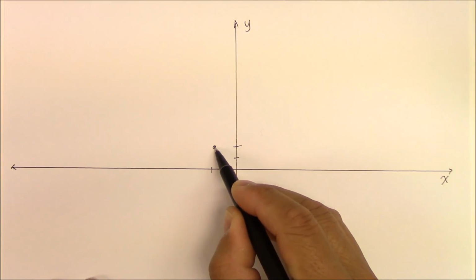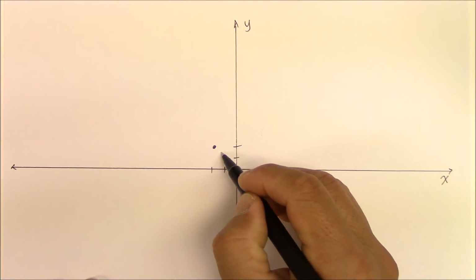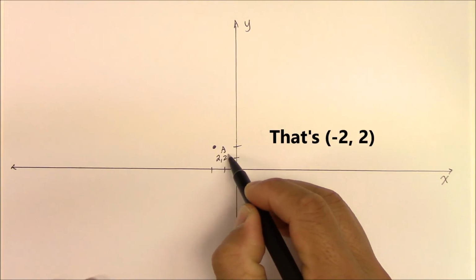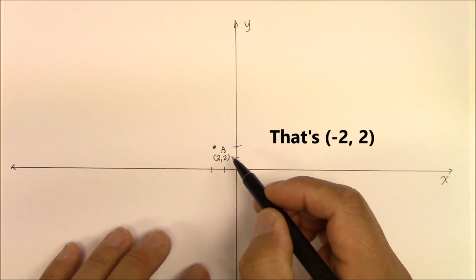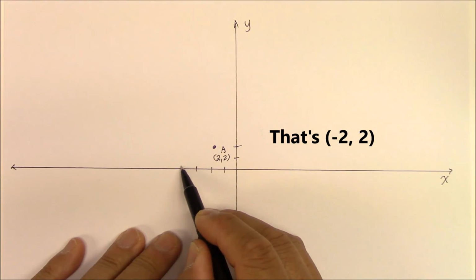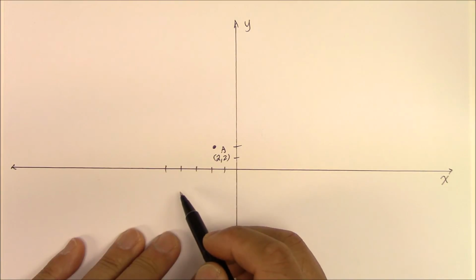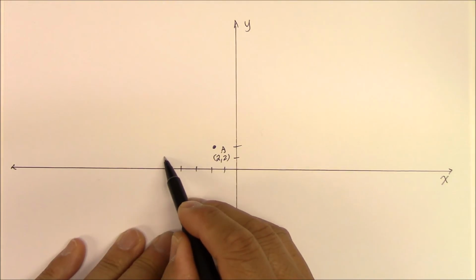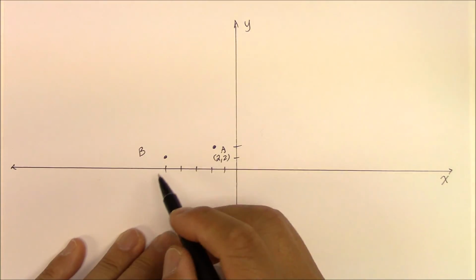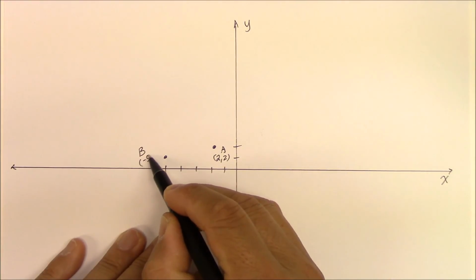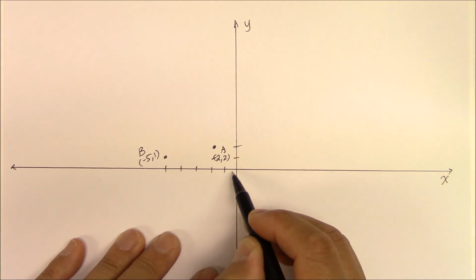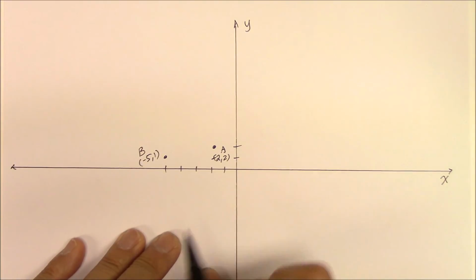So here's my coordinate. Let's call this A. And the A is, of course, 2 and 2. The second coordinate is going to be 1, 2, 3, 4, 5, and just 1. It's whatever I want. So -5 and 1. Oops, this is going to be -2, by the way, right? Because it's on the left side of the origin, on the x-axis.